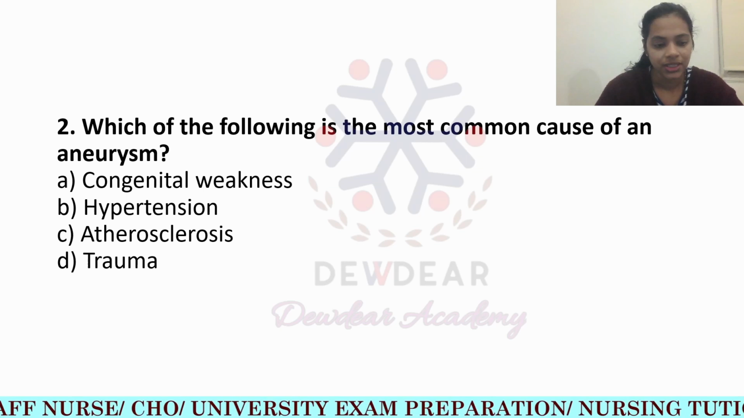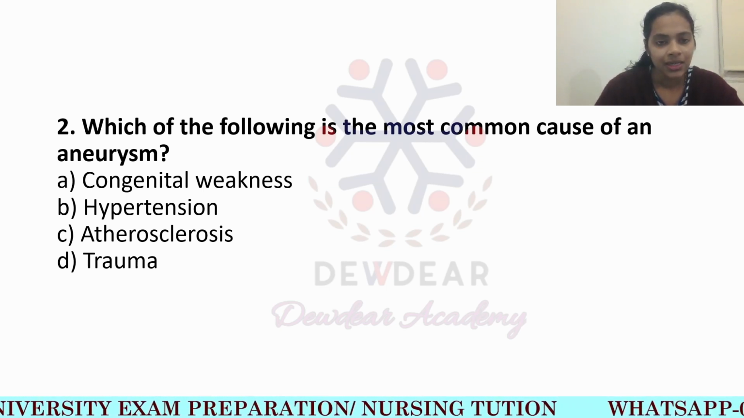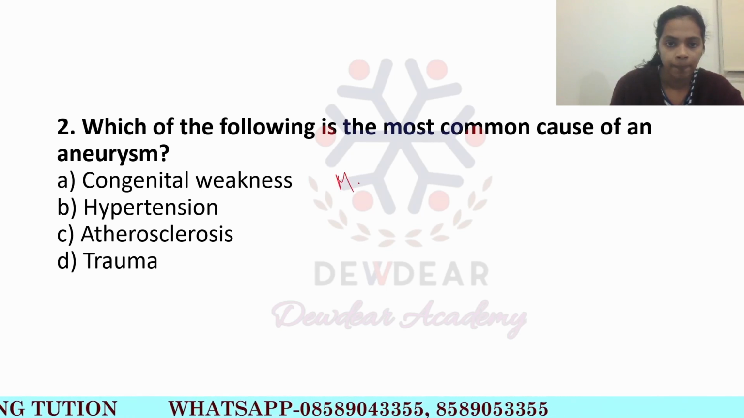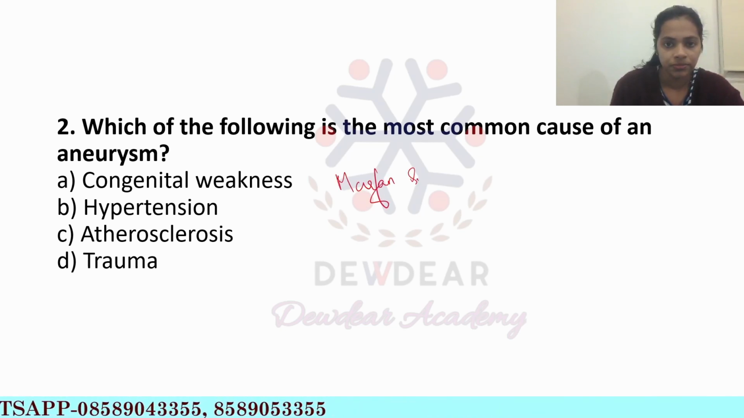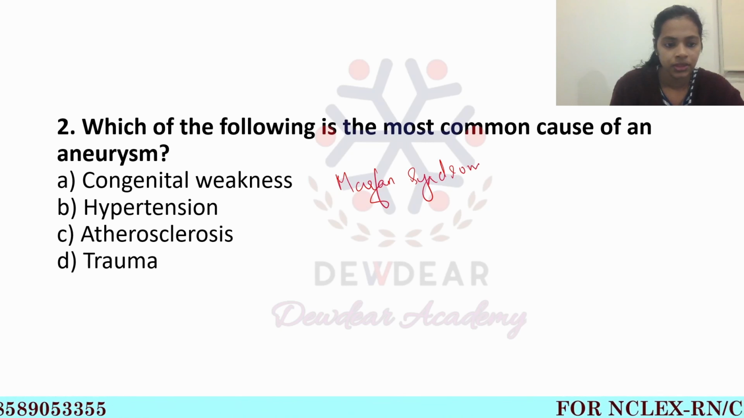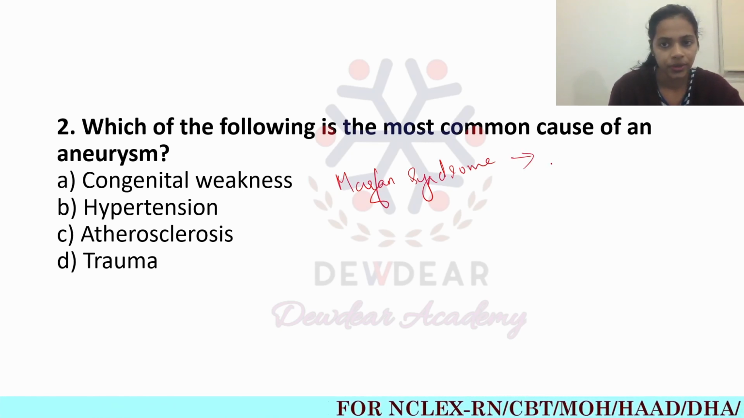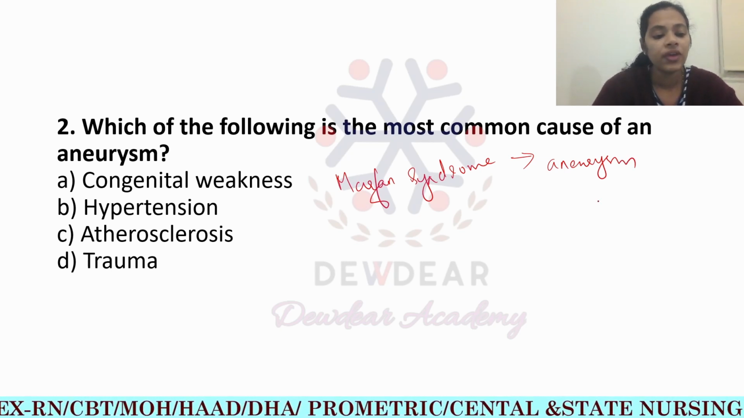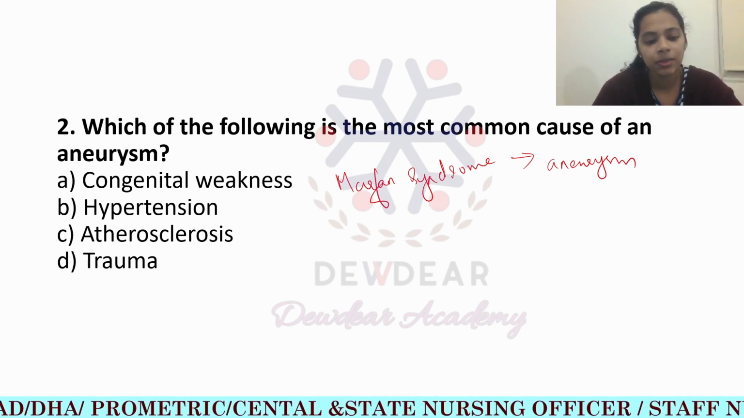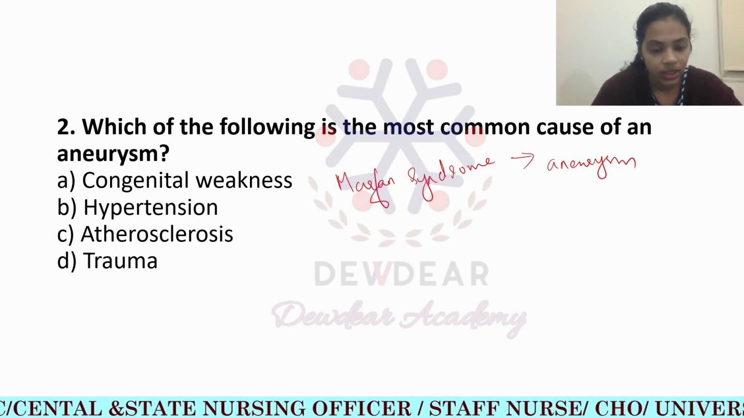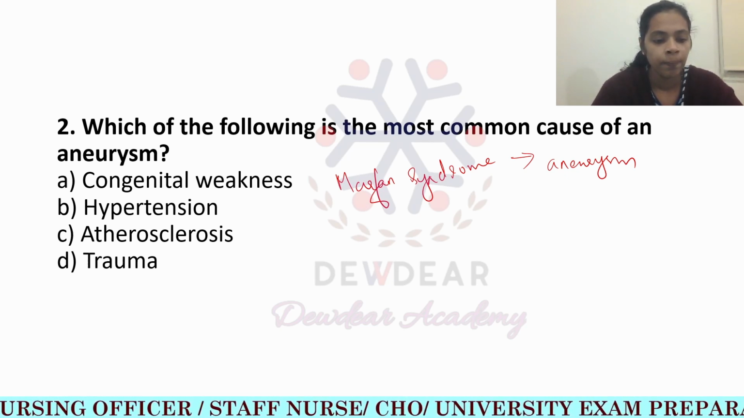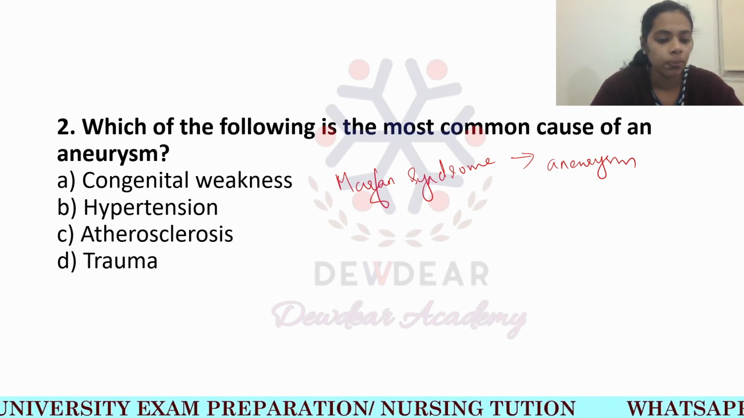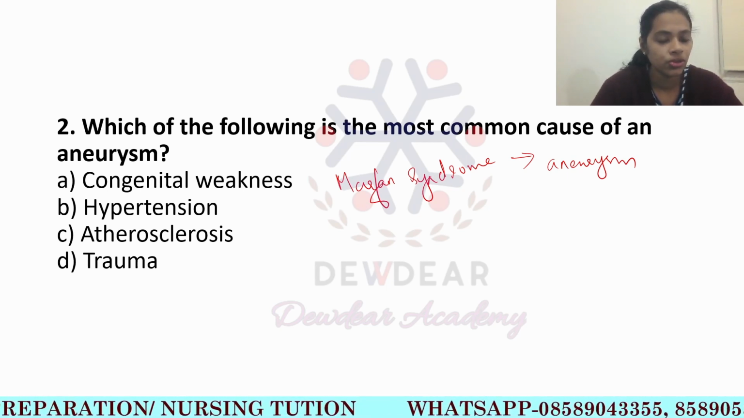So the first option is congenital weakness. There are congenital conditions like Marfan syndrome. These contribute to aneurysm, but they are not the most common cause. We cannot consider them as the most common cause. The congenital weaknesses primarily lead to aneurysm in certain populations, but that is not the most common cause.